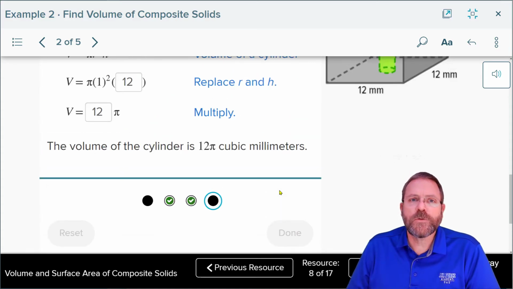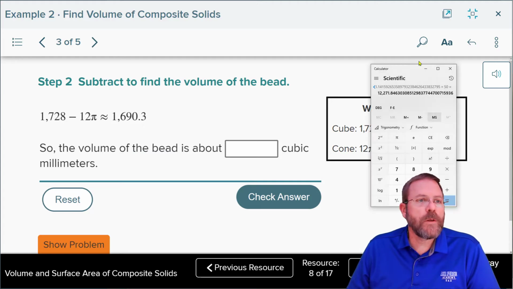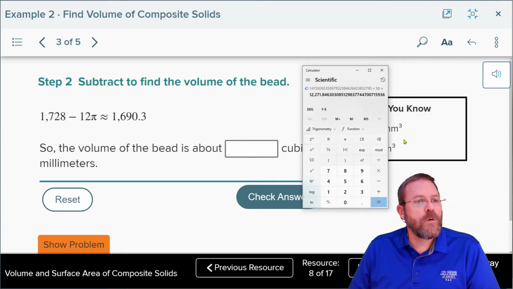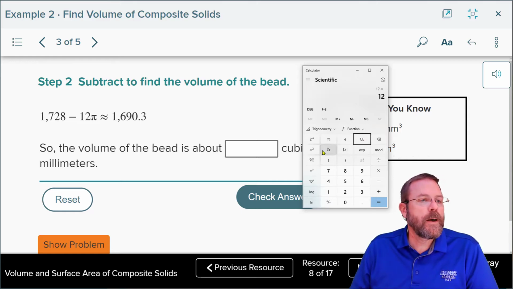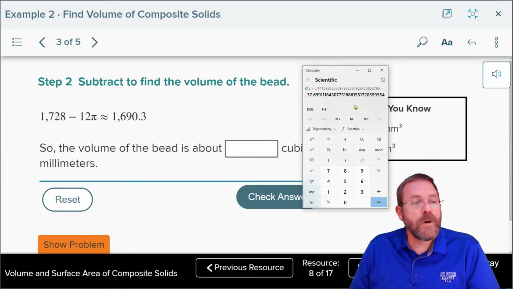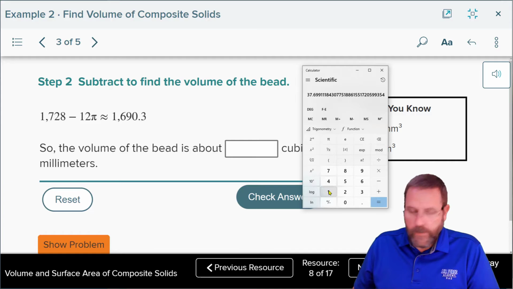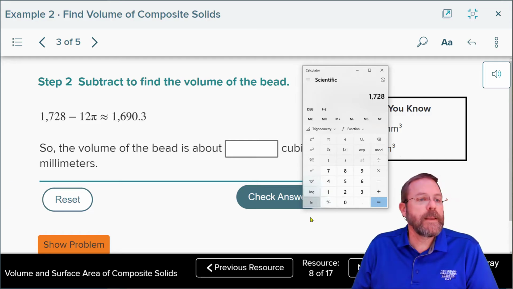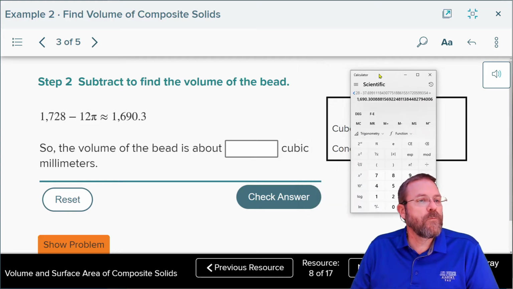What do we have to do now? Now we get to subtract those two numbers. Because we are involving pi here, I'm just going to go ahead and use a calculator on that one, where I'm going to first find out what 12 pi is. Clean everything out. I'm going to put 12 times pi, which is going to give me this big old ugly number here. And I'm just going to hit my memory plus to save it in my memory. And now I'm going to take the 1,728, and I'm going to subtract from that. I'm going to hit the memory recall, and that's going to give me the number that we just had there, and I'm going to hit enter.